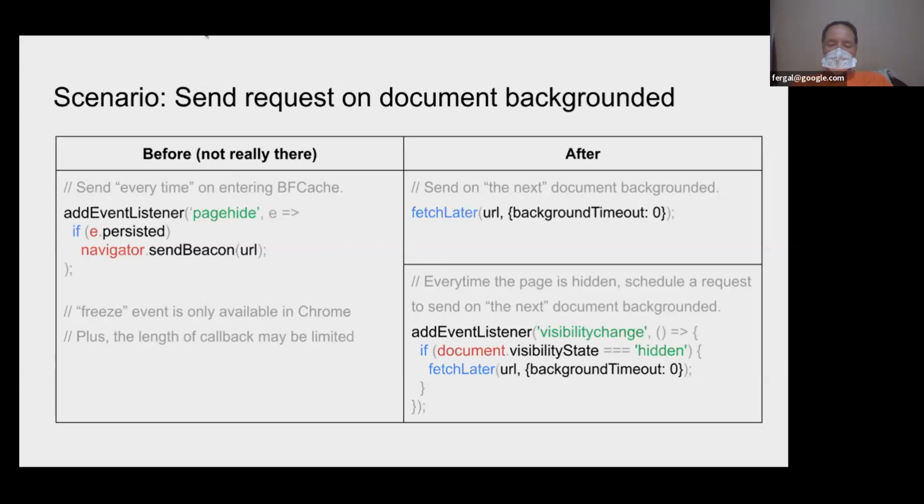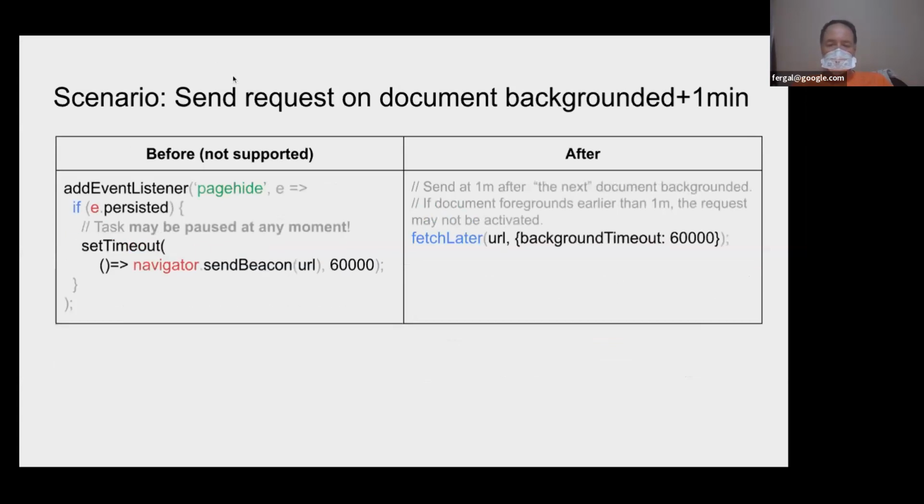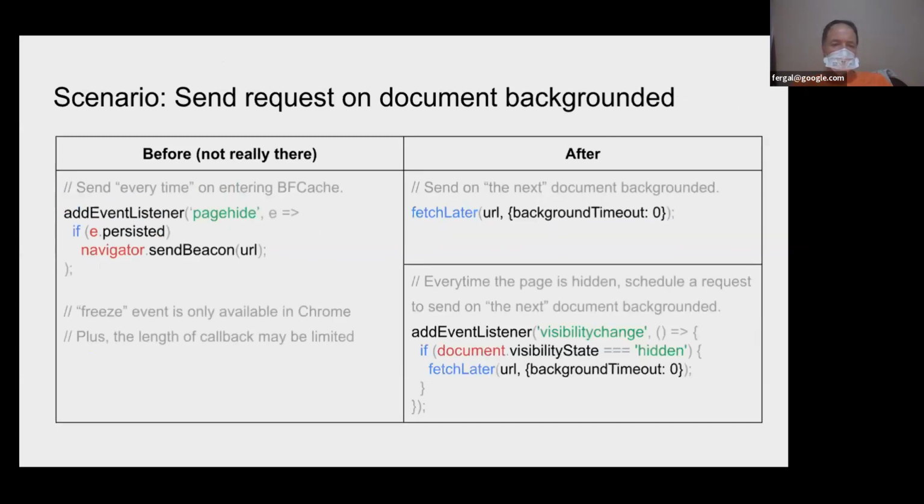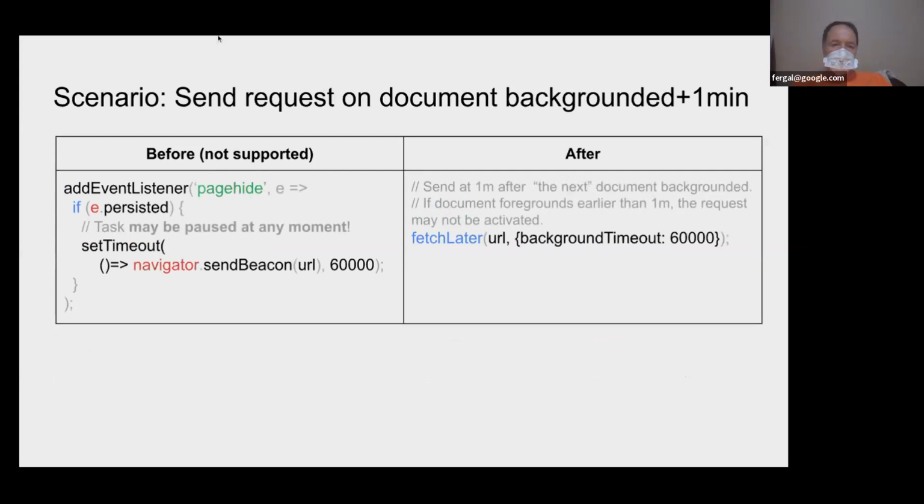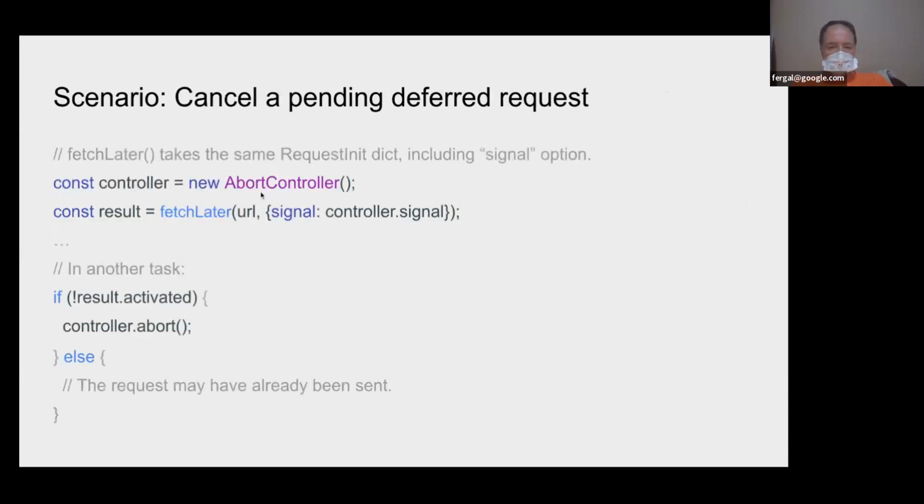When visibility change happens, you set a background timeout of 0, and hopefully that will still fire if the page gets BF cached. Mingying, is that right? Yeah. Okay. So this is a couple of examples of before and after, although they're not entirely equivalent. And this is an example where you want to send 1 minute after you enter BF cache. The before of that doesn't really work because the timer cannot fire while you're in BF cache. This is a new feature to be able to send something after a minute, even though you're in BF cache.